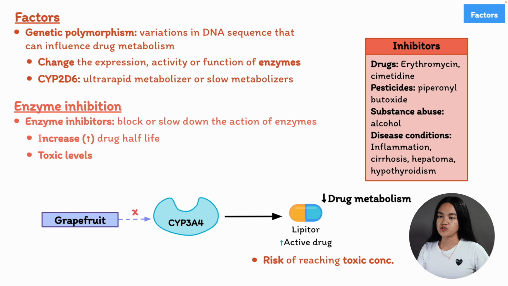What do enzyme inhibitors do again? They will block metabolic enzymes. Since they won't function as well, there's a risk that that drug won't be metabolized effectively. The main risk is that the drug's plasma concentration may increase and potentially reach toxic levels, which could lead to side effects or, in the worst cases, lethal effects.